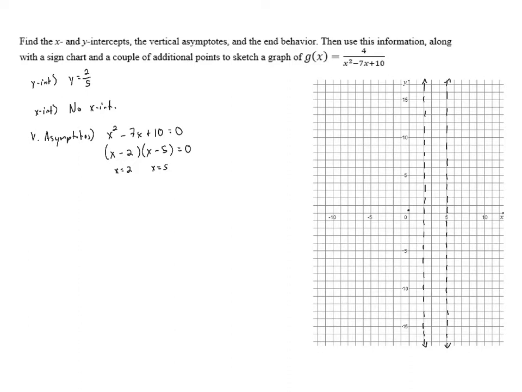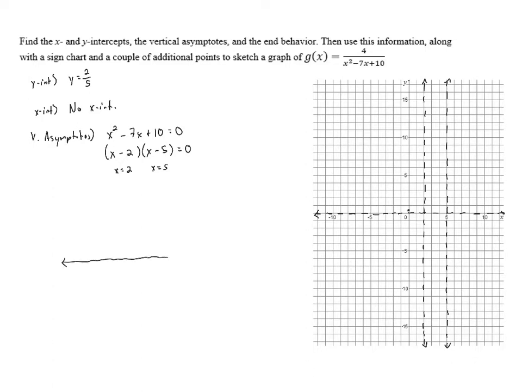Next, we need to figure out the end behavior. Because the degree of the numerator is less than the degree of the denominator, we know that this automatically means we're going to have a horizontal asymptote at y equals 0, which is the x-axis. So we can draw in the horizontal asymptote as well. So now we've got all of our asymptotes with the end behavior and the intercepts. We need to use this information along with a sign chart and a couple of additional points to sketch the graph. So let's make our sign chart next.